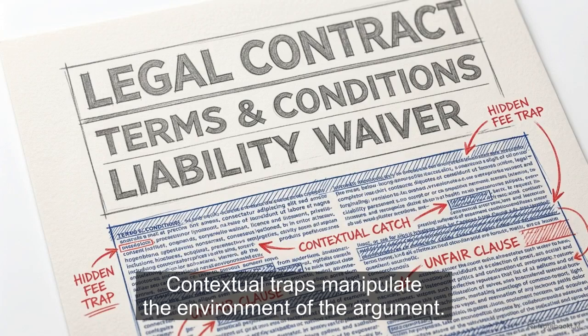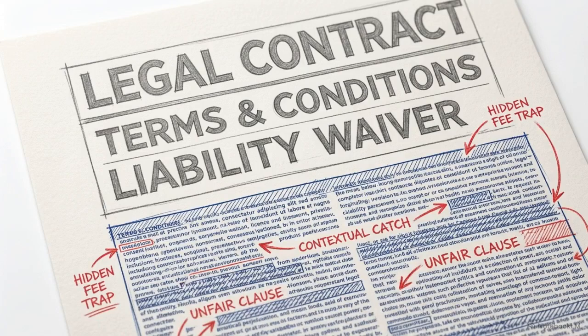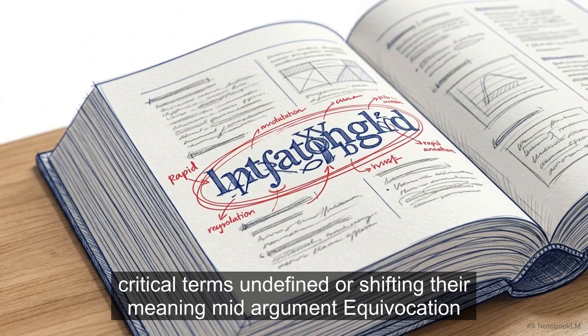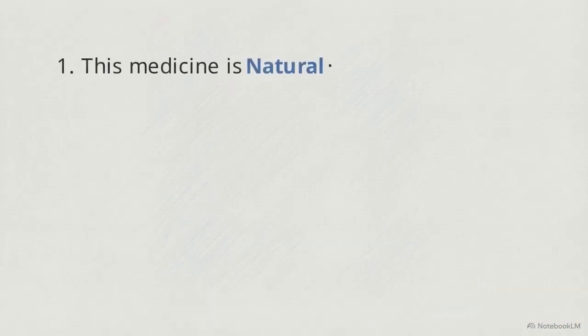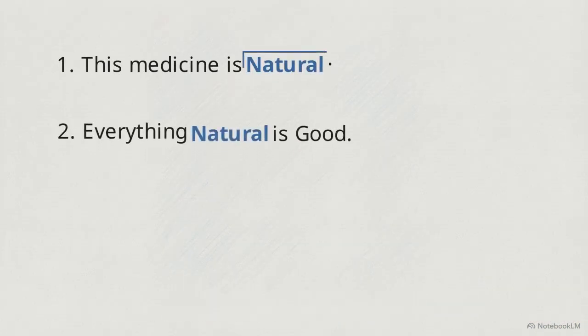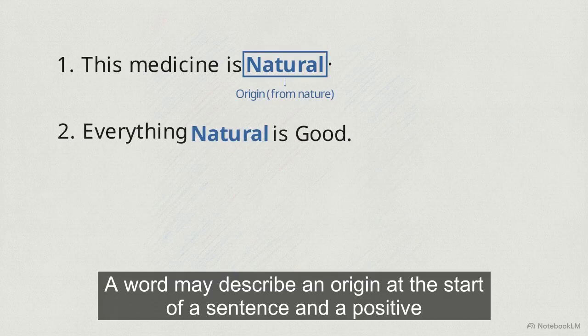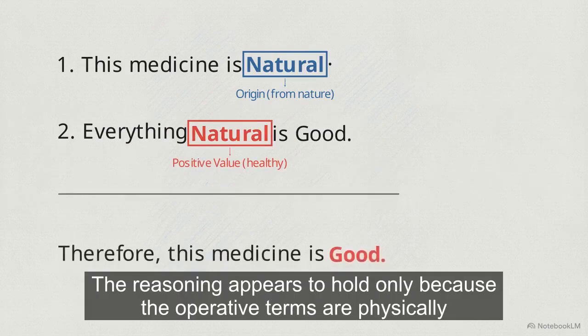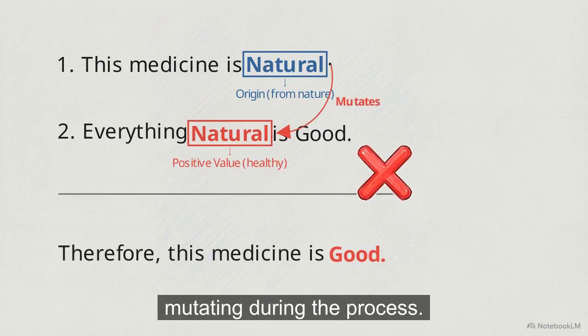Contextual traps manipulate the environment of the argument. Family 7, ambiguity sophisms, uses the language itself as a trap by leaving critical terms undefined or shifting their meaning mid-argument. Equivocation relies on this linguistic shift. A word may describe an origin at the start of a sentence and a positive value by the end. The reasoning appears to hold only because the operative terms are physically mutating during the process.